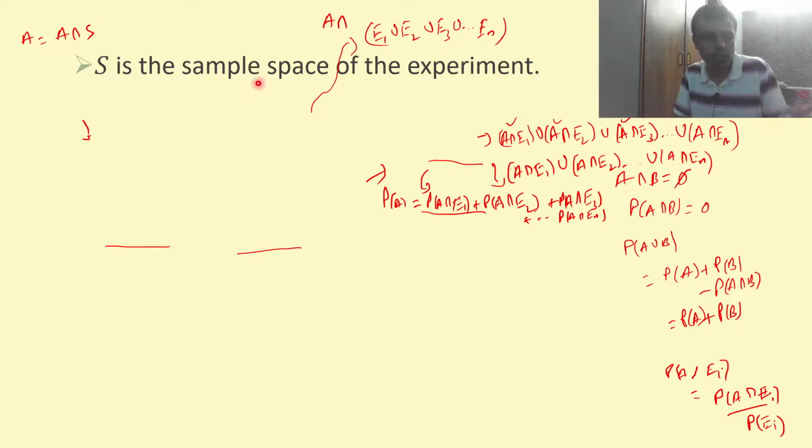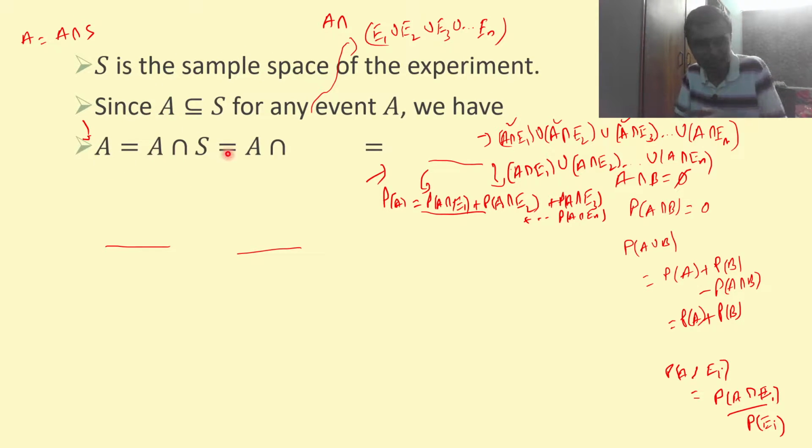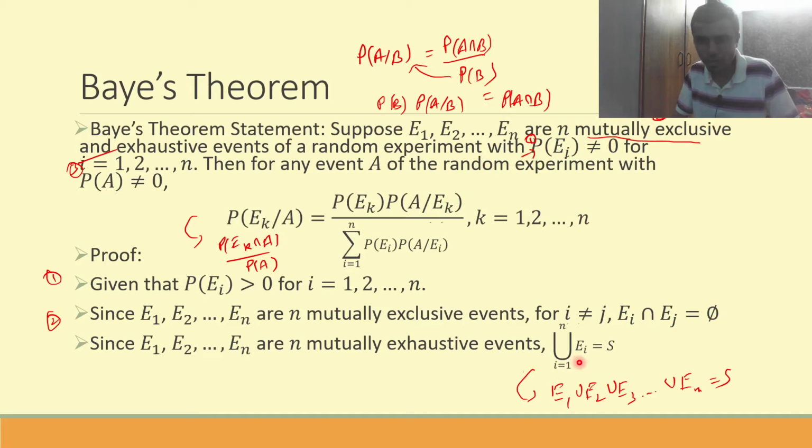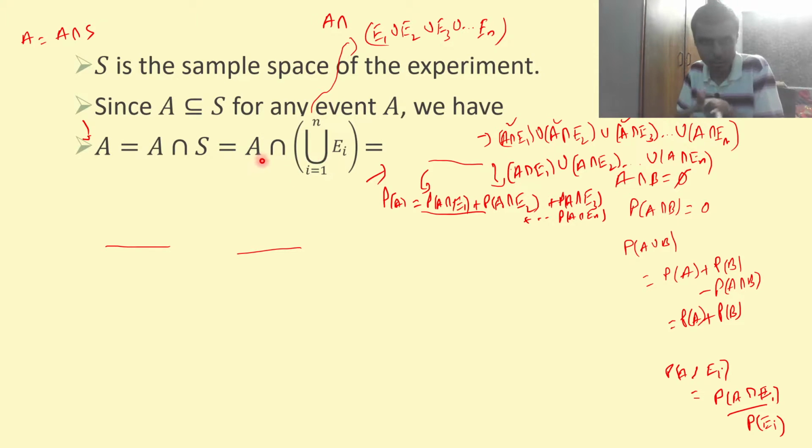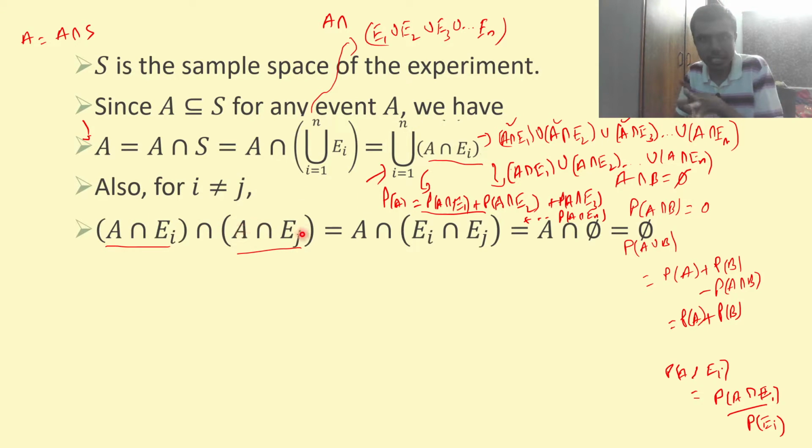S is sample space. Now next, A is nothing but A intersection S. This is another thing you have to mug up. S is what? S here we already know, union Ei, i runs from 1 to n. Now this A intersection union you can write as union of A intersection Ei. Simple logic, right? You can just mug this up. Now here you get A intersection Ei, right? Now here i and j, you have to take two things. For i not equal to j, A intersection Ei intersection A intersection Ej, simple logic. This you can write as A intersection Ei intersection Ej. This is null set.